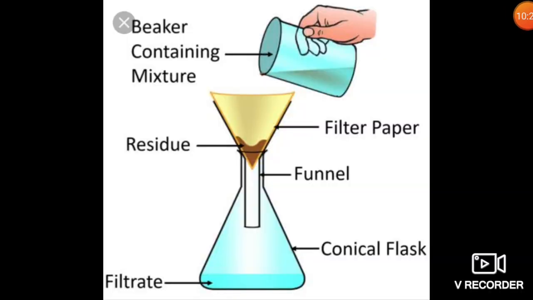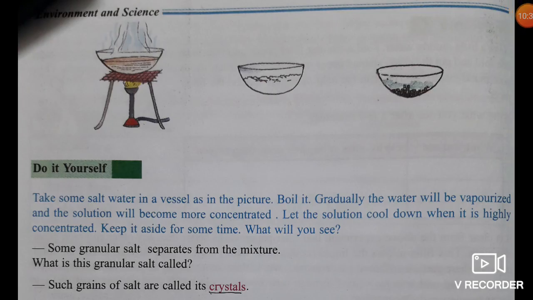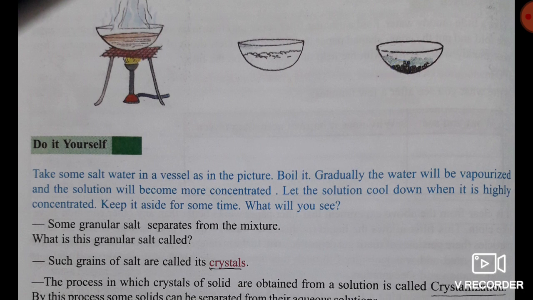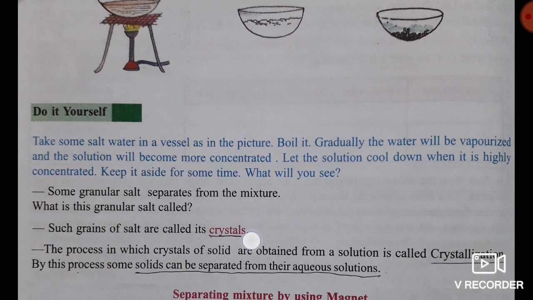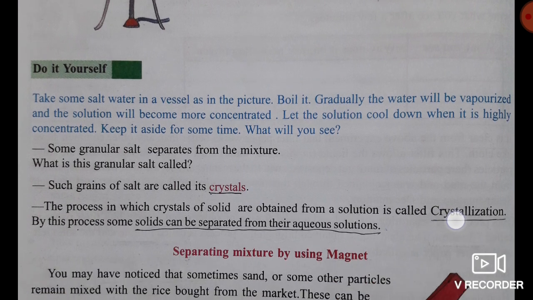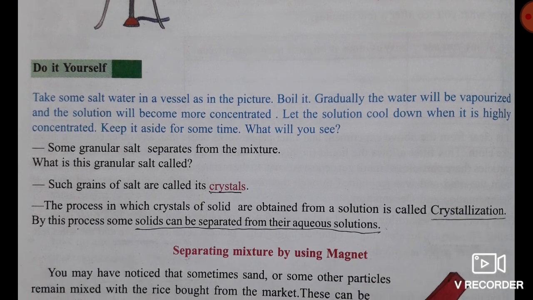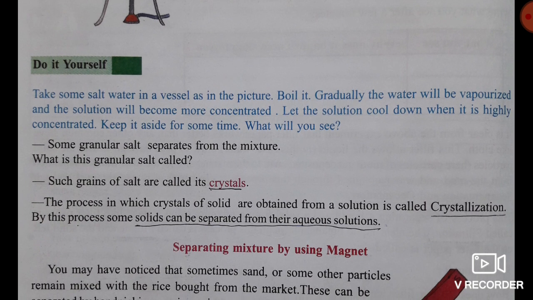Now the question is, can we separate salt from its water by the method of filtration? The answer is no. So what is the process? The process is called crystallization, in which we can separate salt from its water. If we want to separate salt from water, we will take salt water in a bowl and heat it. Then after some time the water will get evaporated, and the remaining substance is called grains of salt, and it is termed as crystals, and the process is called crystallization. So by this process some solids can be separated from their solutions.